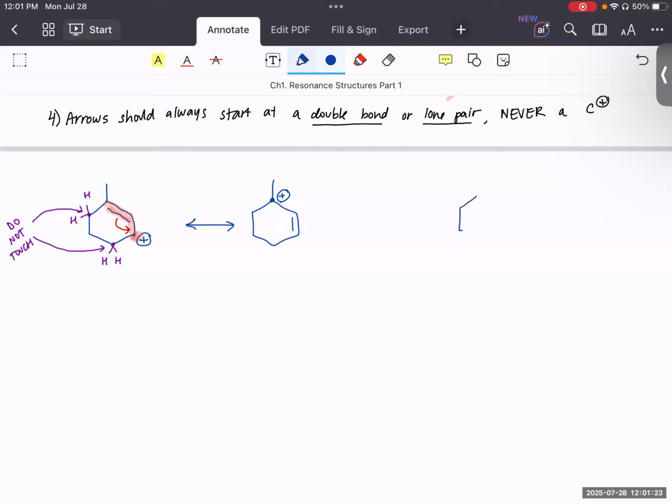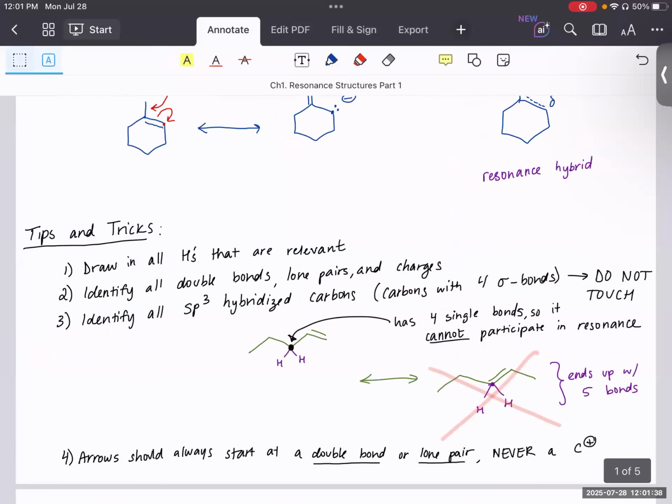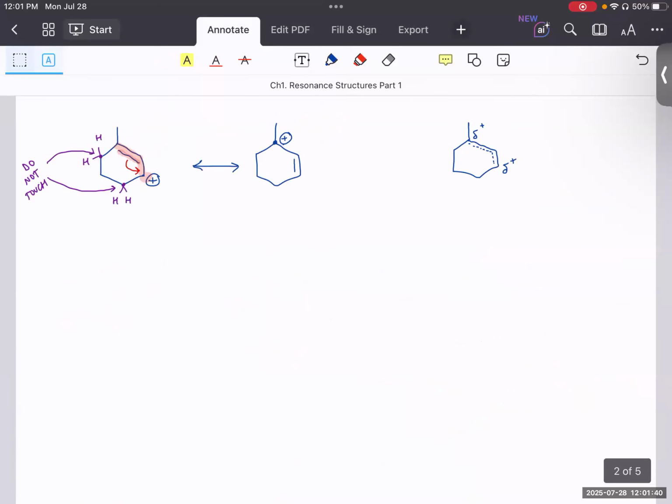And then to draw the resonance hybrid, we'll do the same thing as before. We'll draw a dotted line through where we had double bonds in the structure. And then we're going to have a partial positive charge on the 2 carbons that had individual charges throughout any of the resonance structures.